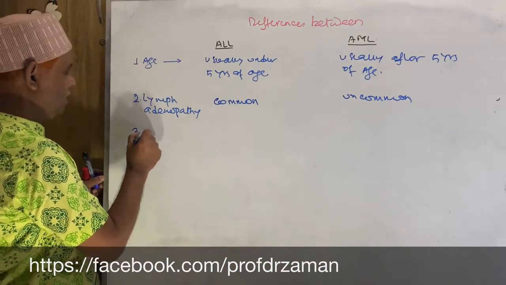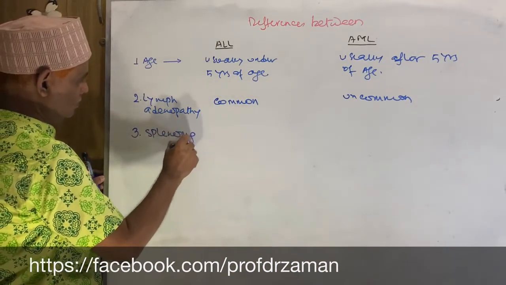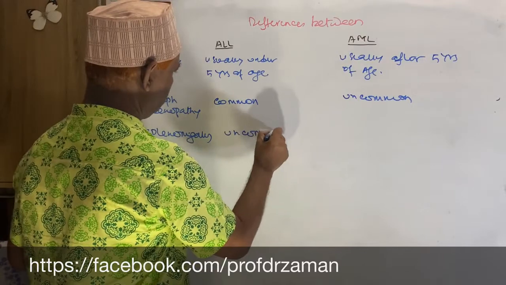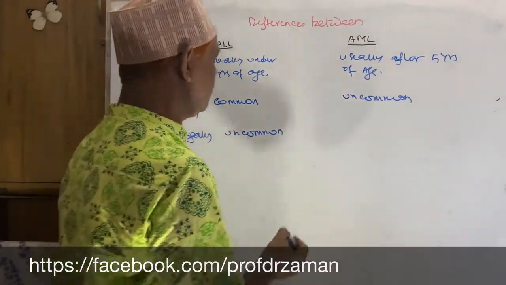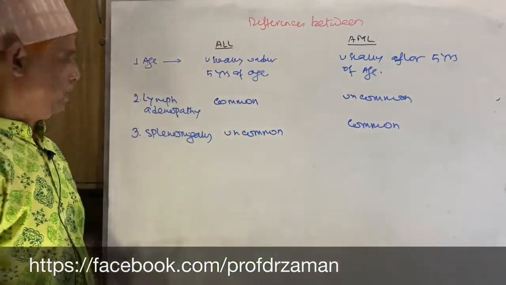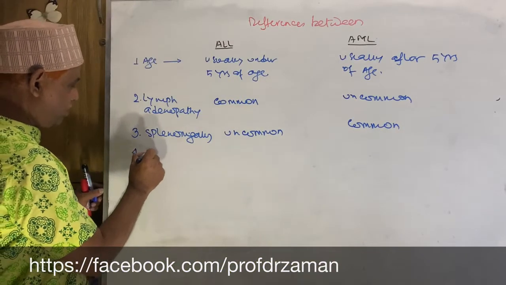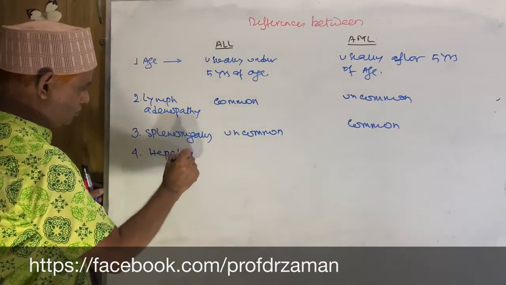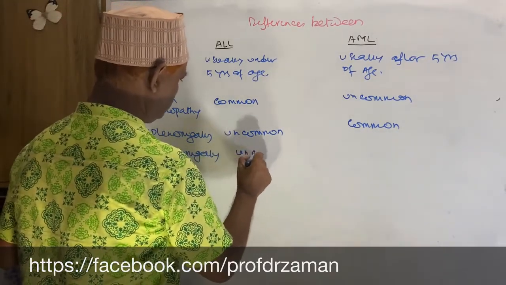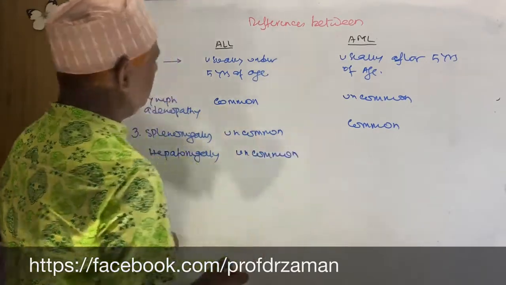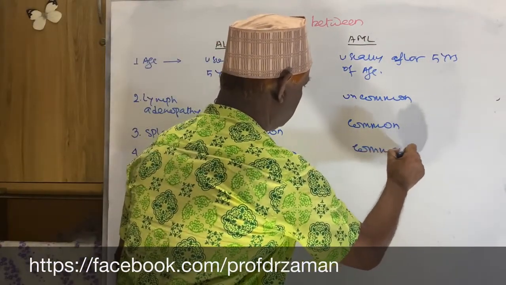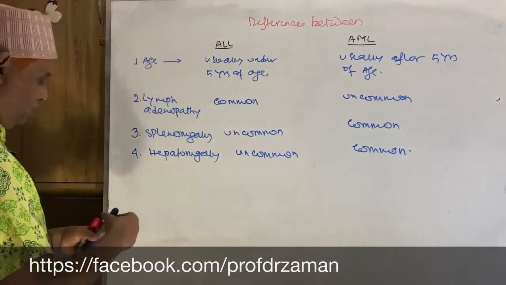Number 3, splenomegaly. Splenomegaly is uncommon in acute lymphoblastic leukemia and common in acute myeloblastic leukemia. Then hepatomegaly. Hepatomegaly is uncommon in acute lymphoblastic leukemia and common in acute myeloblastic leukemia.